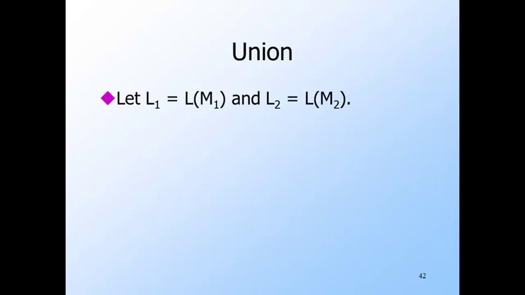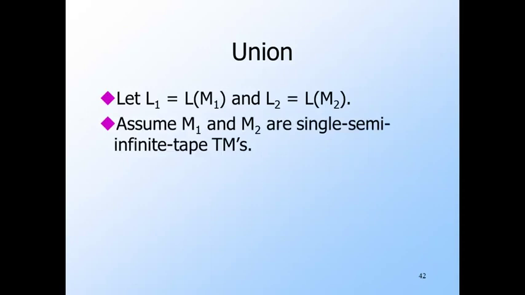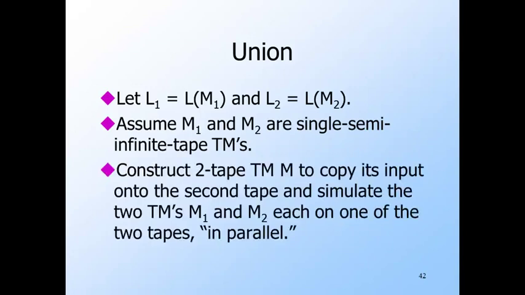Let L1 and L2 be languages accepted by final state by Turing machines M1 and M2 respectively. To make things simple, we're going to assume that M1 and M2 are one-tape machines with a semi-infinite tape. For the language L1 union L2, we construct a Turing machine M with two tapes. The first thing M does is to copy its input from the first tape to the second. Then M uses one tape to simulate M1 and the other tape to simulate M2. M accepts if either accepts.